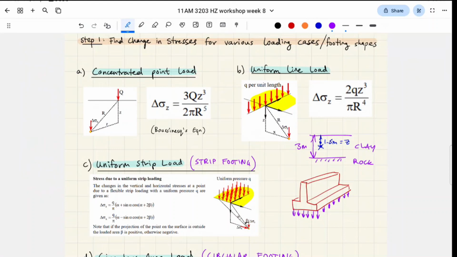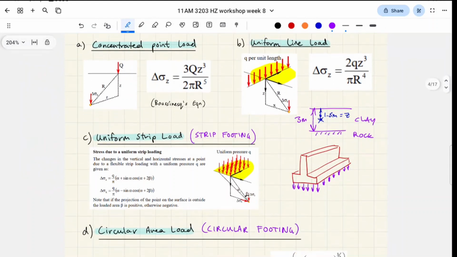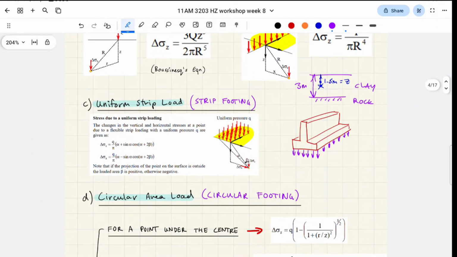So again, this is just an extension of Boussinesq's equation, but it doesn't really correspond to a footing, right? Because a footing, this is plan view, so this is top down. A footing is like a two-dimensional shape, right? Like that we place on the ground. So we can't really apply these equations to footings. So essentially, we have some more equations for that.